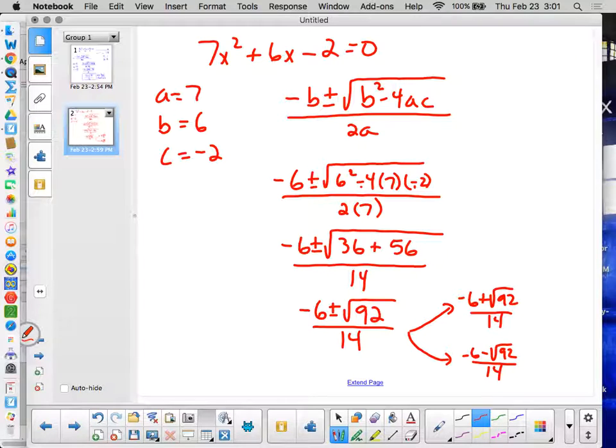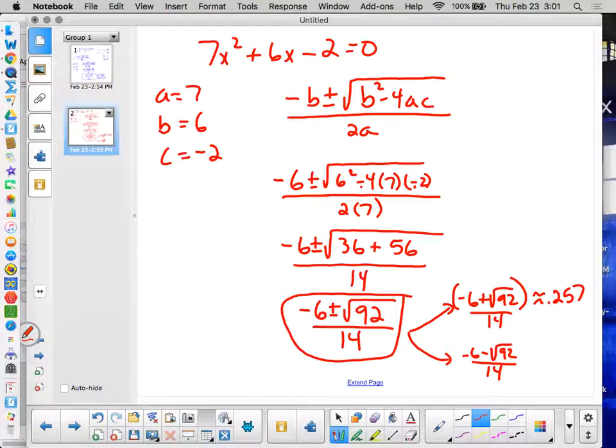In fact, in a lot of cases, we could just leave our answer right here. But if we actually needed decimal approximations, we do that in our calculator. We have to be careful, though. When I'm doing this, I want to put this in parentheses in my calculator. Okay, so parentheses, negative 6 plus the square root of 92, and close those parentheses before you do the division by 14. And it's about 0.256, about 0.257.